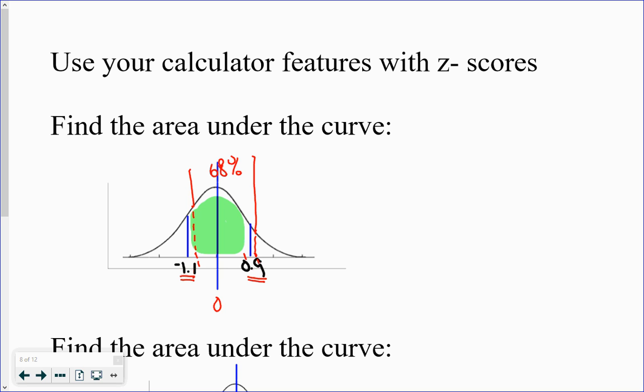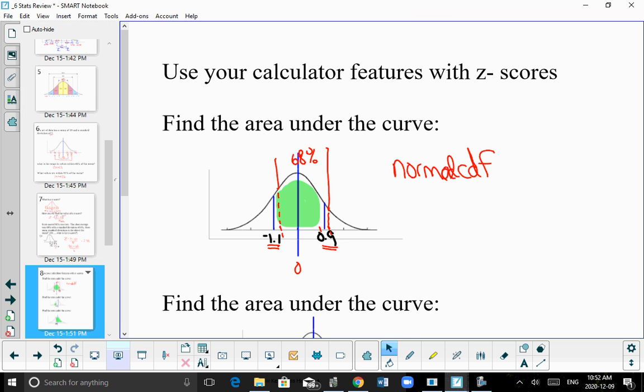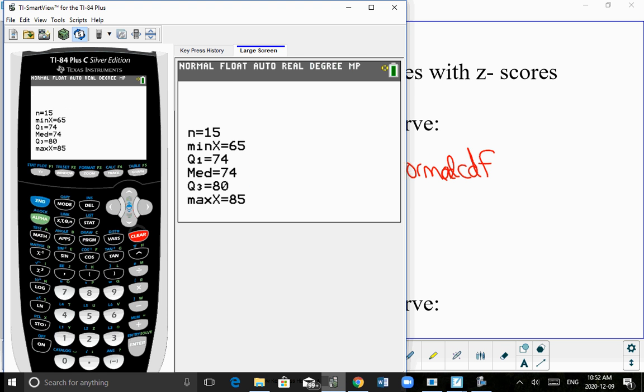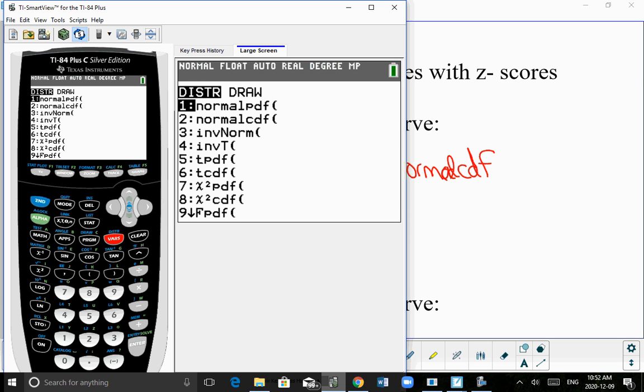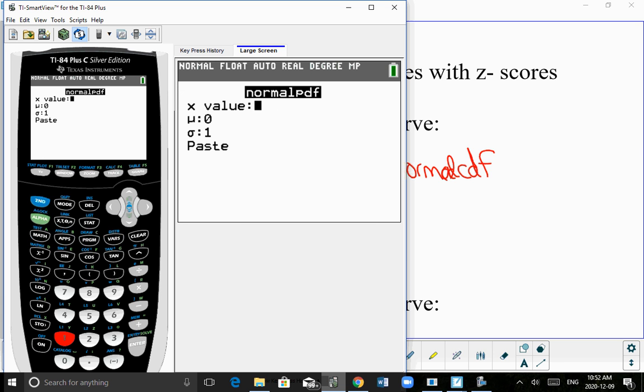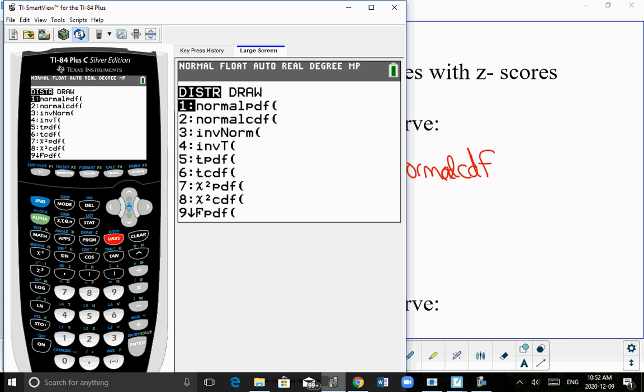So how to do this exactly, we use the normal CDF. And how we find that key is right here. So I'm just going to clear that out. So I'm going to go second vars. Now notice number 1 says normal PDF and number 2 says normal CDF. Always make sure you select the normal CDF. So we're going to select that. Oops, I selected the wrong one here. So second vars, number 2.